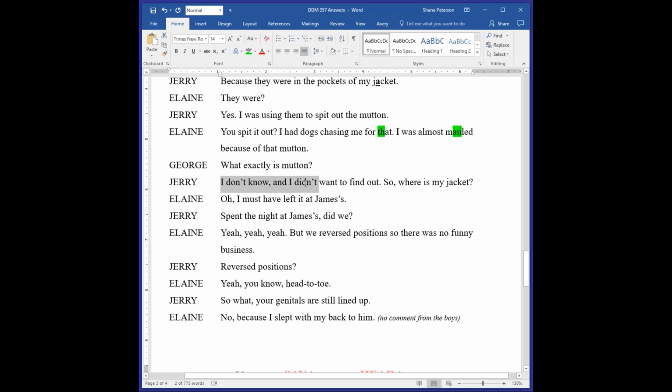Where were we? Right here. Oh, I'm sorry. I don't know. I didn't want to find out. So what is my jacket? Oh, I must have left it at James. Spend the night at James, didn't we? Did we? Yeah. But we reversed the positions, so there was no funny business. Reversed positions? Yeah, you know, head to toe. So, what? Your genitals are still lining up. So what? No, because I slept with my back to him.